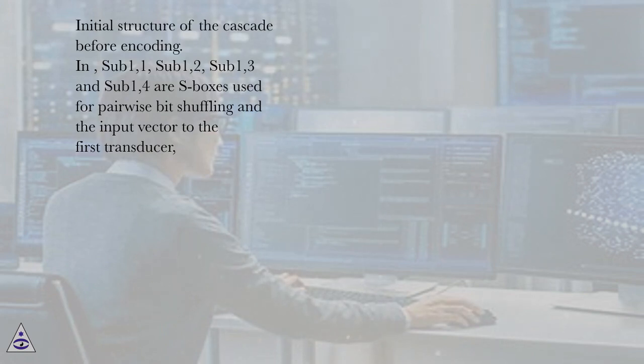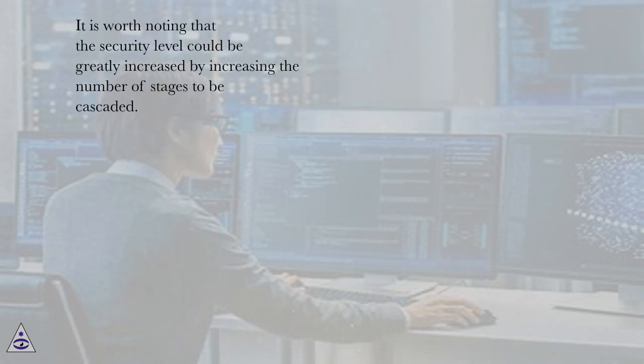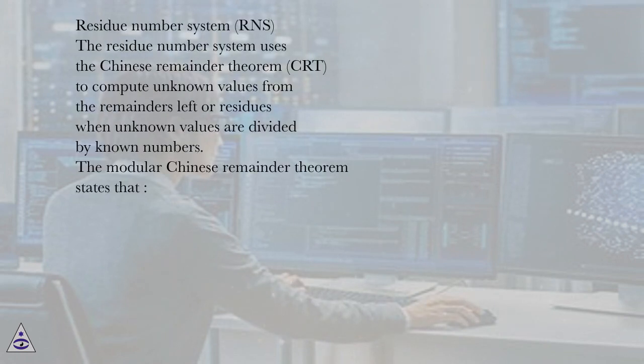S_{1,1}, S_{1,2}, S_{1,3} and S_{1,4} are S-boxes used for pairwise bit shuffling and the input vector to the first transducer. X7, X6, X5, X4, X3, X2, X1, X0 is the output set from the subband encoding block, while the output vector, Y7, Y6, Y5, Y4, Y3, Y2, Y1, Y0, is the ciphertext from the second transducer stage. It is worth noting that the security level could be greatly increased by increasing the number of stages to be cascaded.